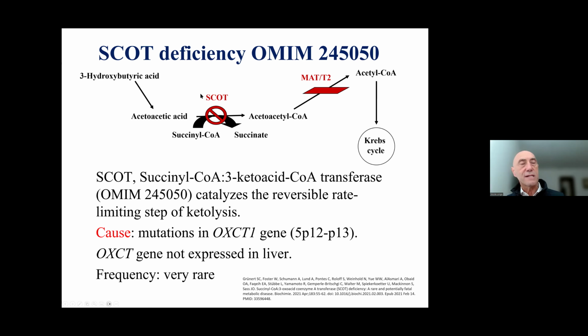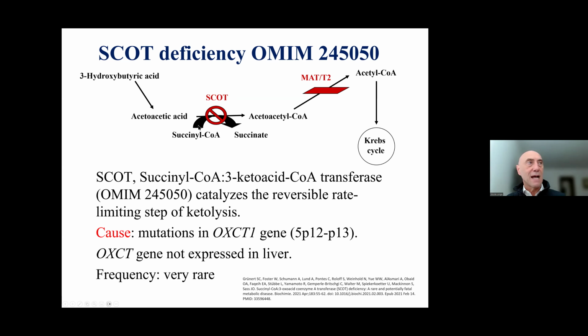Now, SCOT deficiency is the first disorder of ketone body utilization. In this condition, you cannot activate the ketone bodies. The ketone bodies are released as 3-hydroxybutyric acid or acetoacetic acid by the liver. They are picked up by peripheral tissue, and then inside mitochondria, they need to be activated by forming a coenzyme A conjugate. They will use the coenzyme A derived from succinyl-CoA to generate acetoacetyl-CoA. And this one is the one that will be further metabolized by the Krebs cycle to generate energy.